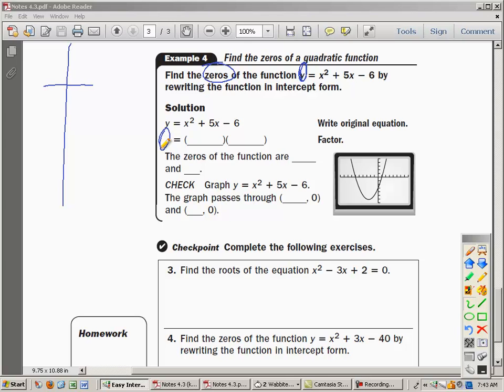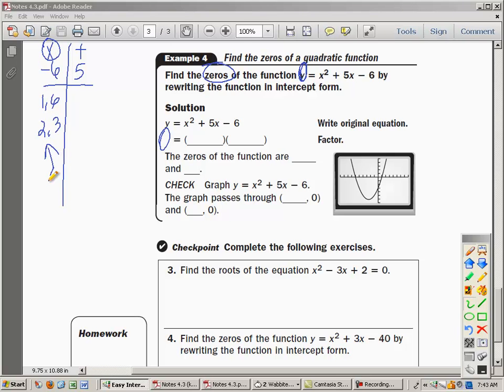So I need two numbers that multiply to negative 6 that add to positive 5. Let's think about the factors of negative 6 here. To get 6, we have 1 and 6 and 2 and 3. Now, you have to be real careful with this one because the signs are kind of goofy here. We need negative 6 as a product. So what does that tell us about our signs?